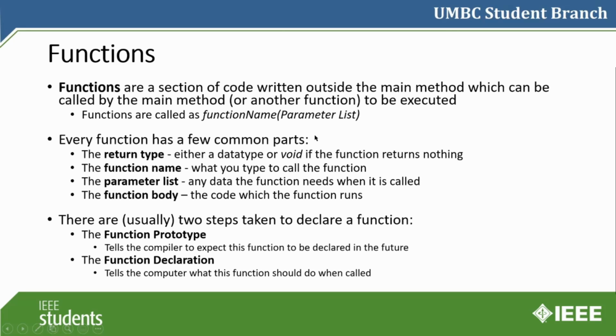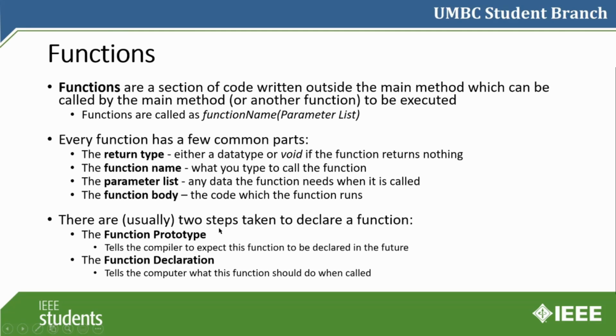Now, every function has 4 common parts. First up is the return type. This is the value that would be returned to wherever it's called after the function is running. And if it doesn't have a data type to return, this is replaced with the word void. Up next, the function name. This is what you type to call the function. The parameter list is a list of variables that the part of the program calling the function has to give the function in order for it to run. And finally, the function body is the actual code run by the function.